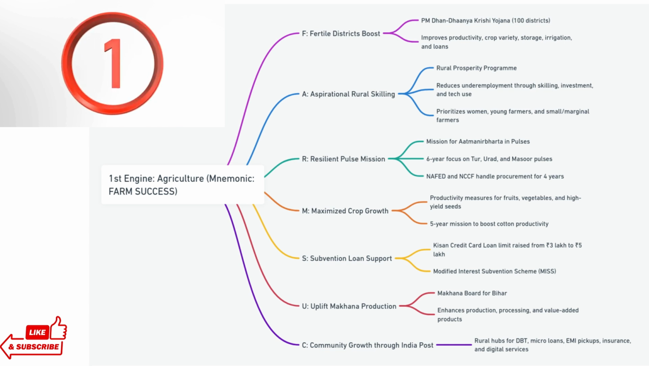M. Maximized Crop Growth. Productivity will be supercharged through programs for high-yield seeds and a 5-year cotton productivity mission. Additionally, special attention is on increasing yields for fruits and vegetables. Farming का scale और output दोनों boost होने वाला है, और ये सिर्फ local नहीं, global markets तक पहुंचेगा.